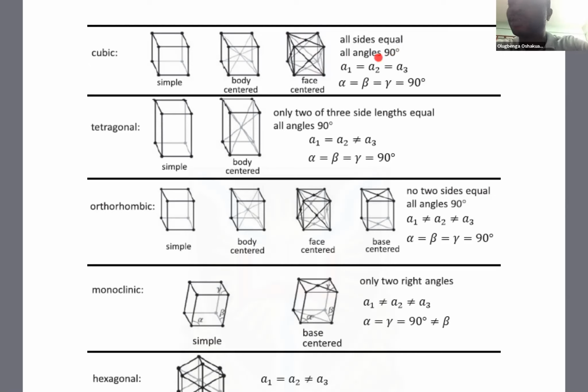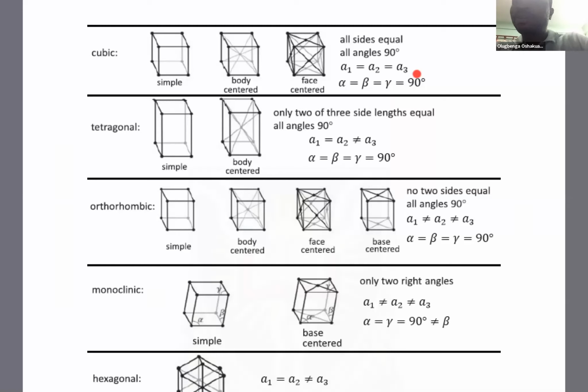So these two statements are written mathematically as A1 equal to A2 equal to A3 and alpha equal to beta equal to gamma. Alpha, beta, and gamma are the angles, and A1, A2, A3 are the vectors that determine the primitive lattice vectors. A1, A2, A3 are primitive lattice vectors. Okay, so I think we can move on.